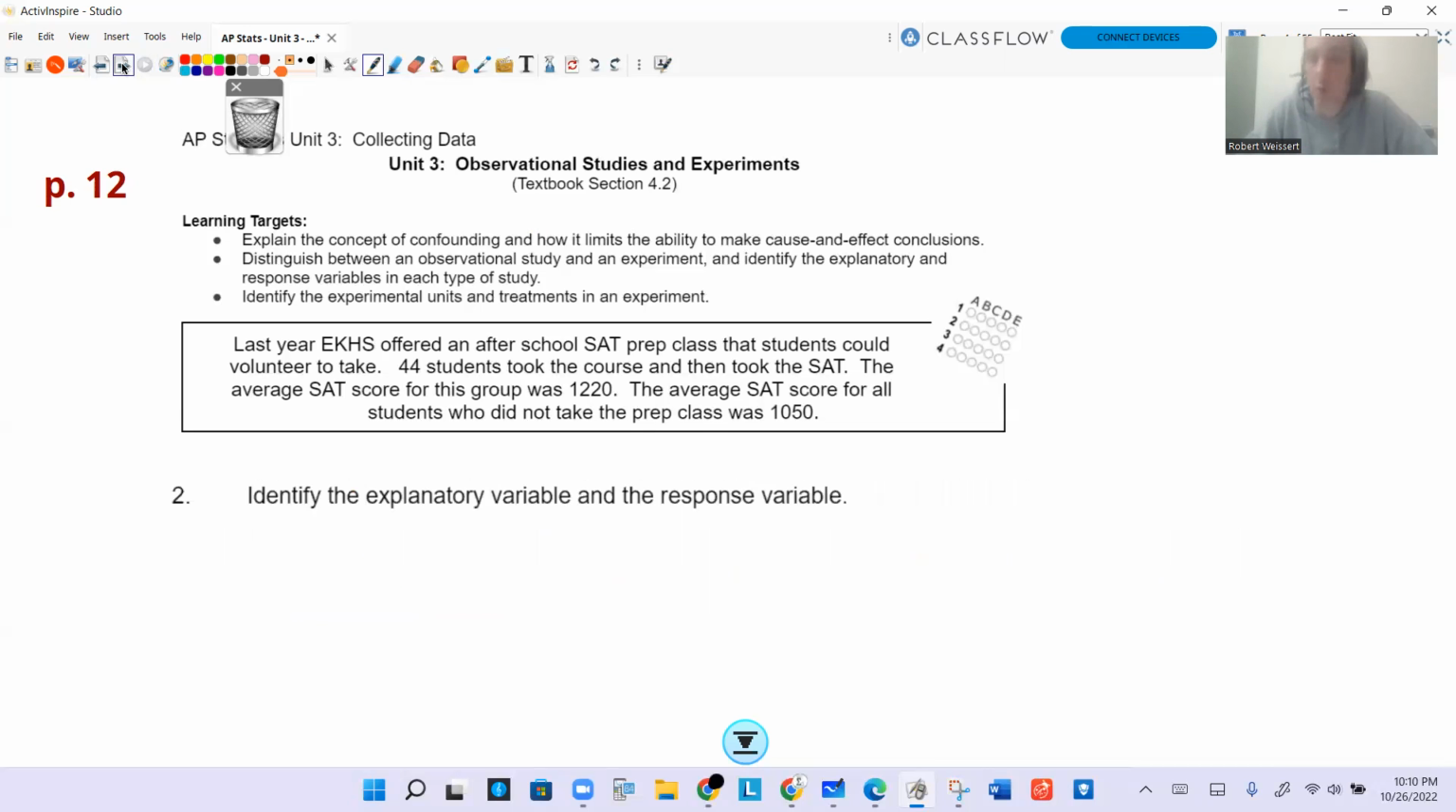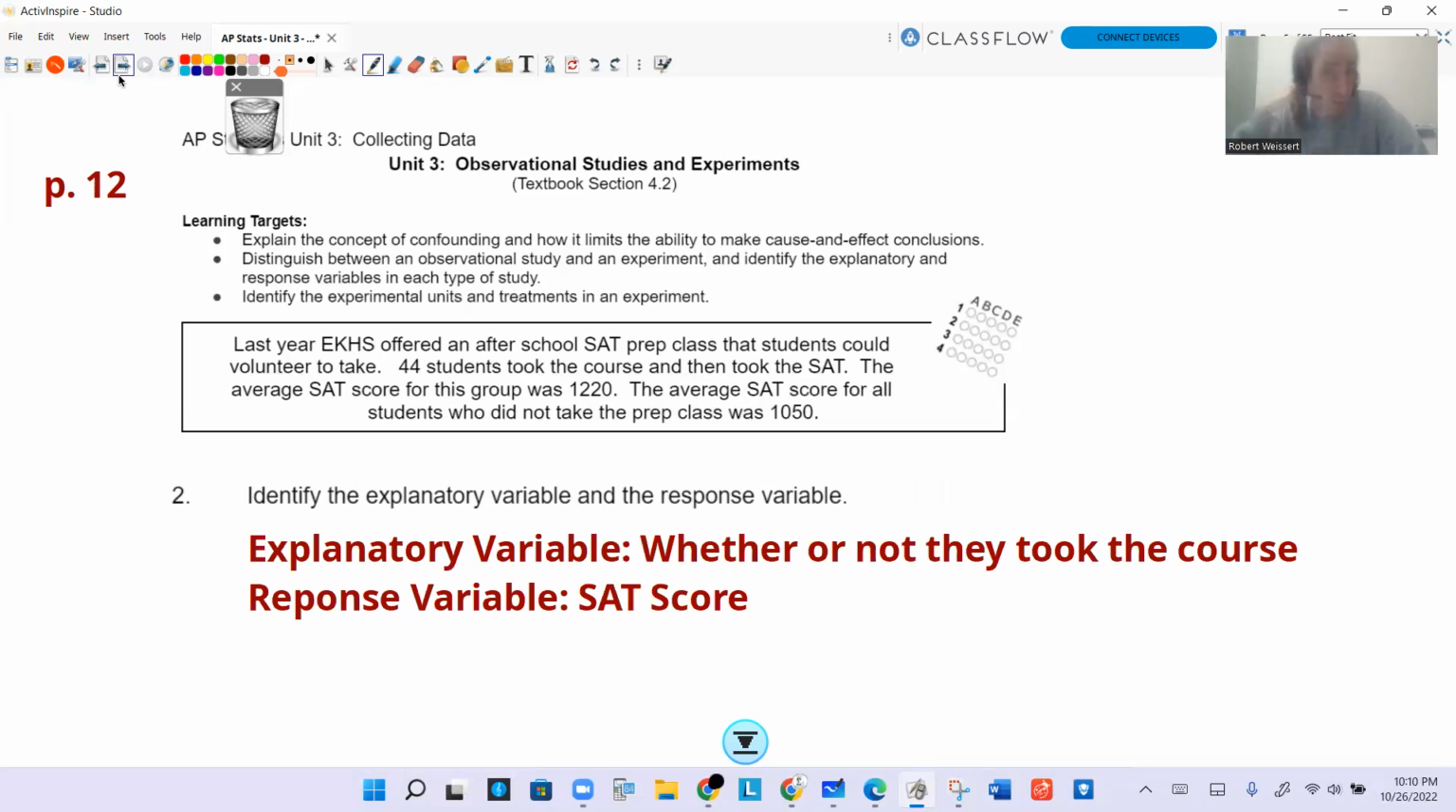So what are the explanatory and response variables? Well, explanatory is X, response is Y. So we're trying to predict if the SAT course showed some sort of improvement on the test scores. The explanatory variable in this case is whether or not they took the course, and the response variable would be the SAT score. So SAT score is what we're measuring, and the explanatory variable will help predict that.